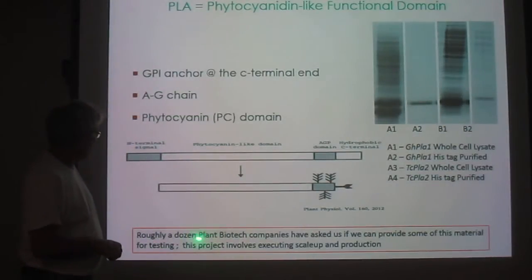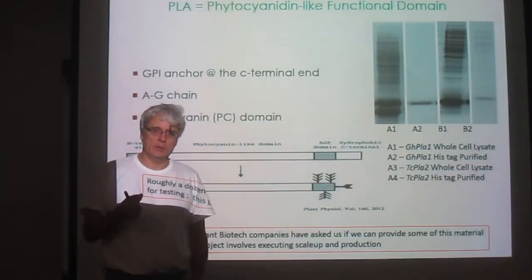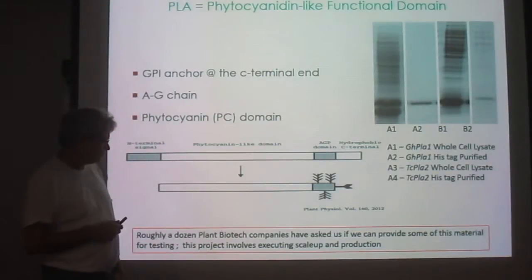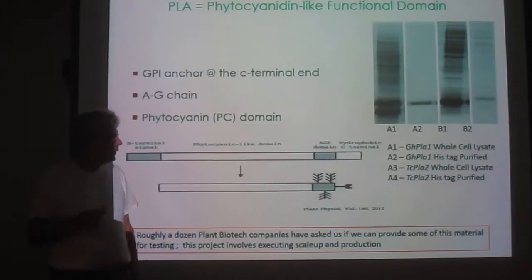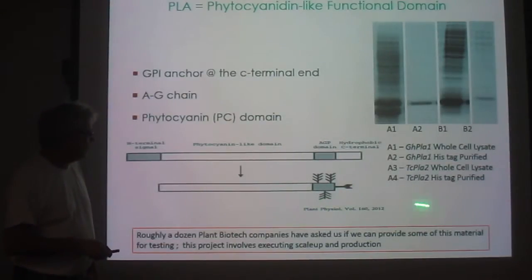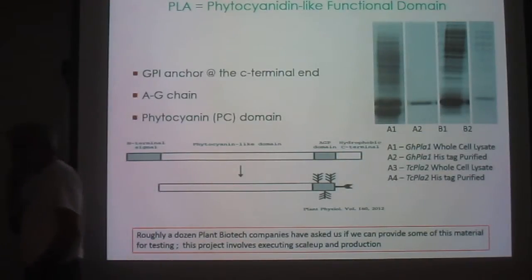And so we have about a dozen biotech companies that are interested in having this material to test it in their specific species like rice, wheat, corn, etc. The objective of this project would literally be to produce that material and then distribute it to the companies for their interest.